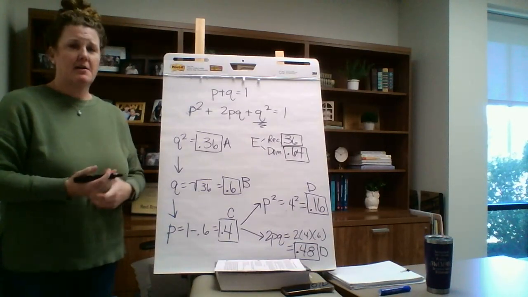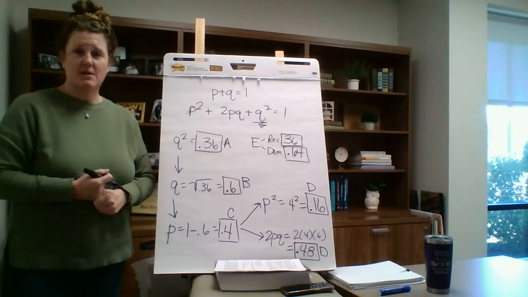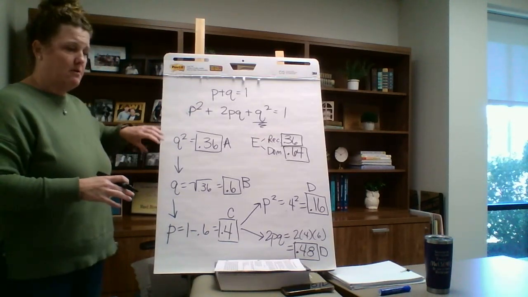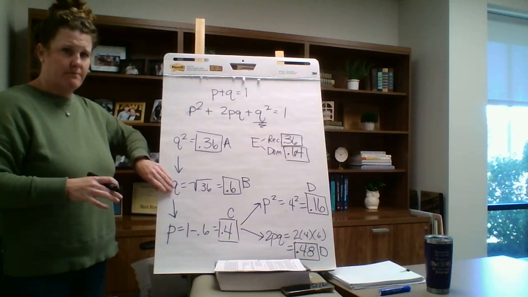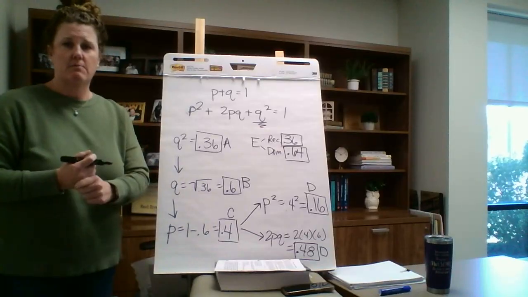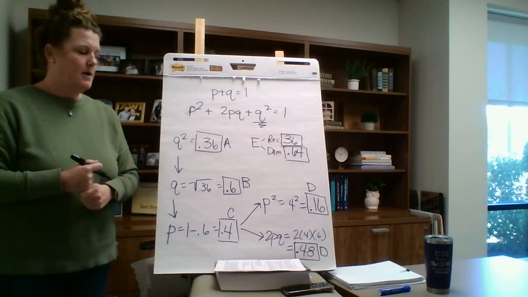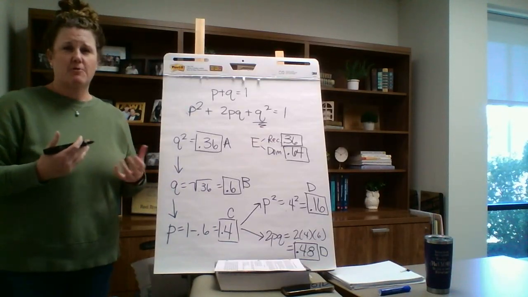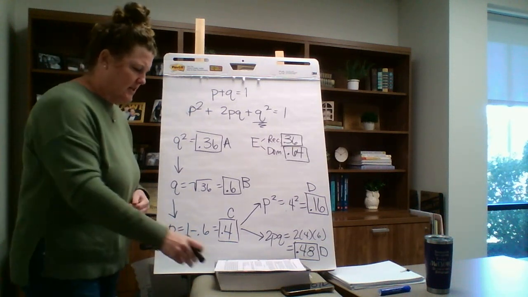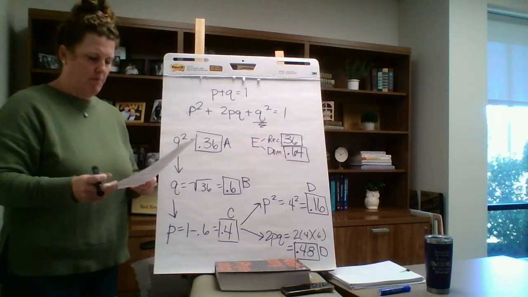Now, I want to just point out a couple of things about these practice problems. All of the questions are going to follow this same flow, okay? You're always going to go q squared to q, q to p, and then p to p squared and 2pq, okay? That same basic flow. But they may present the information in a little bit different ways, okay? So I want you to take a look at problem number 2.